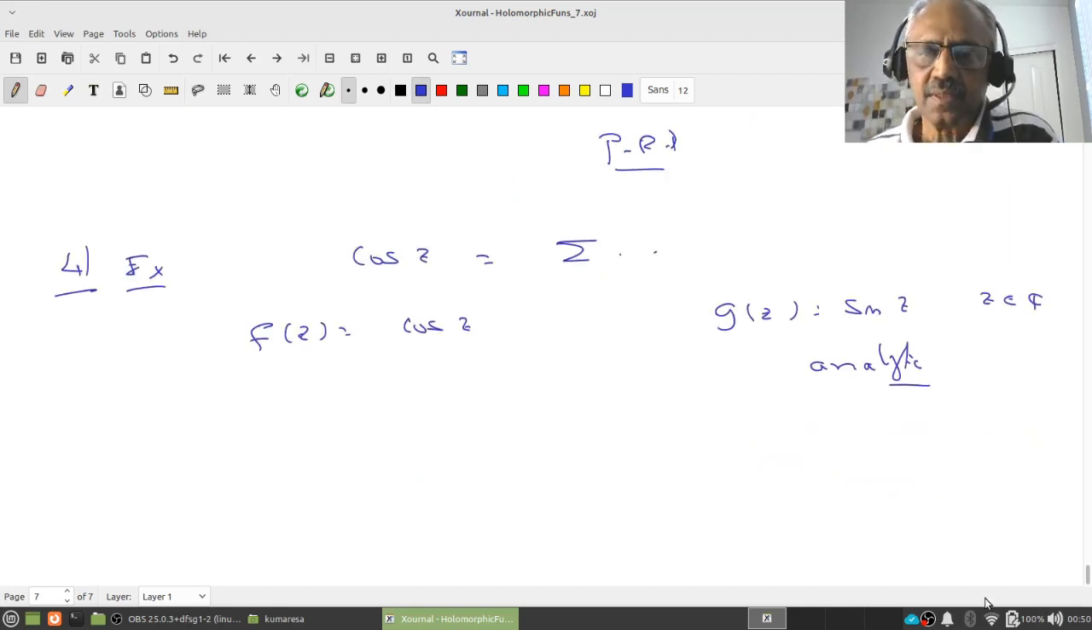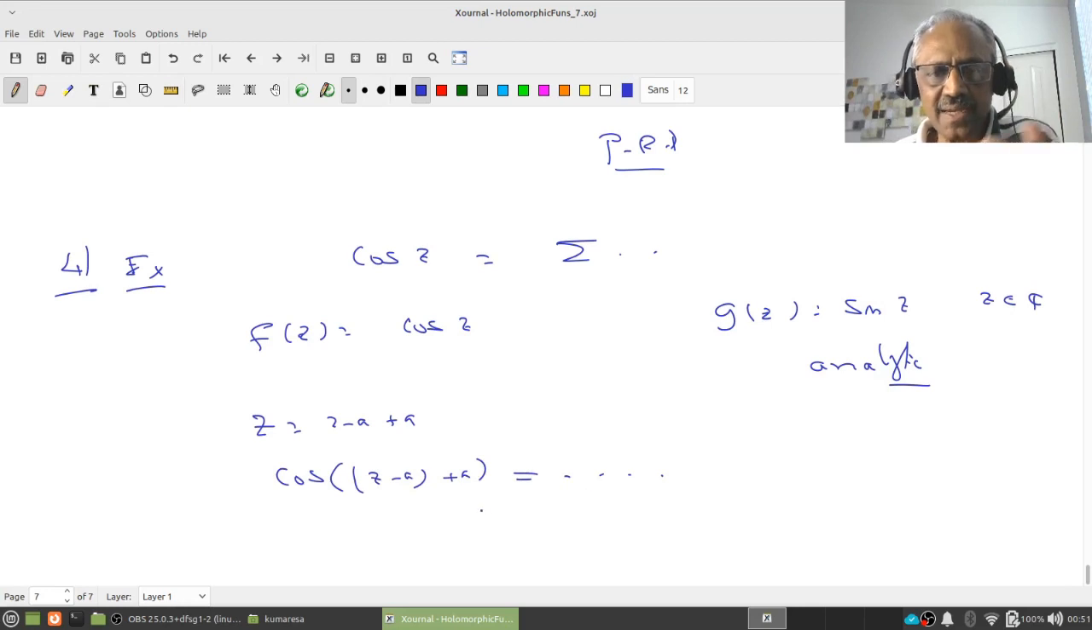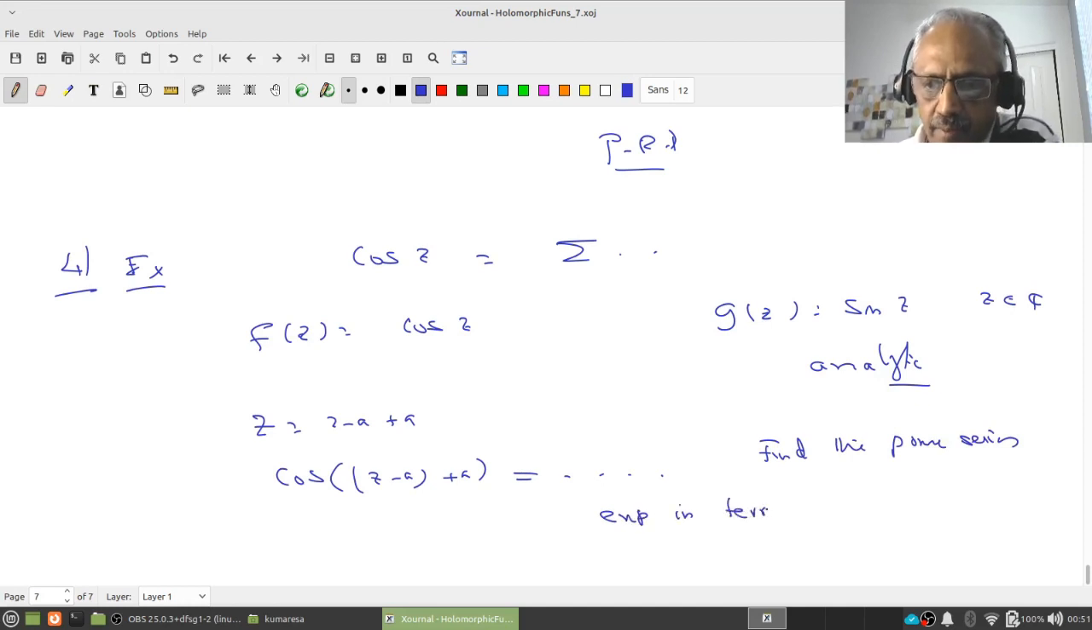So you can have the power series and try to do it, but a smarter way will be to write z as z minus a plus a, therefore you apply the addition formula and get something in terms of cos and sine. For cos and sine, now remember a is constant, only it will be powers of z minus a, right? So this I leave as an exercise. Find the power series expansion in terms of z minus a. This is not an exponential expansion, in terms of powers of z minus a.